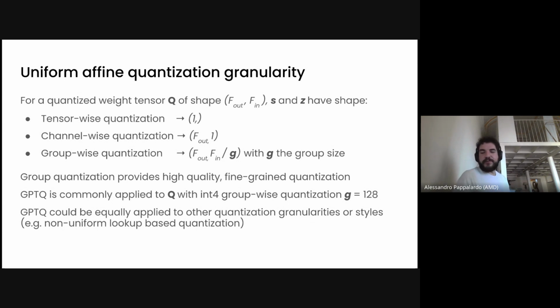That said, the one that we care about in this context is the group-wise one, since it's the one that gives the highest quality, and it's the one that we are currently deploying.